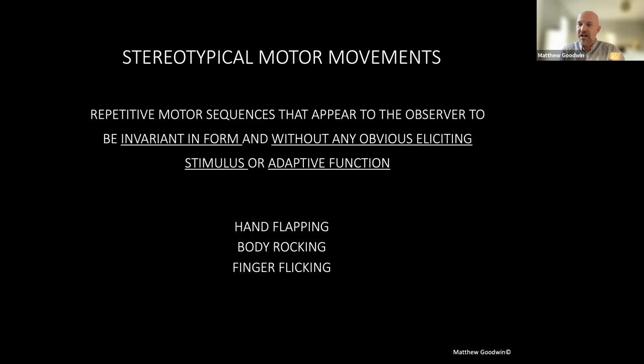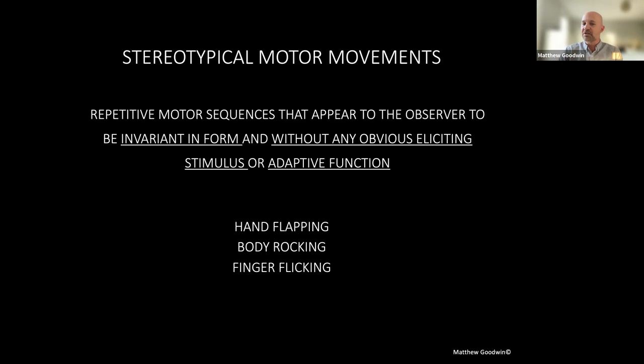So just first to define this general area, I dug through the literature looking for a consensus definition of what is a stereotypical motor movement. And they seem to coalesce around three defining criteria. That they're motor sequences that appear to the observer, and this is important to remember because this is all about the perception of the person who is viewing and recording, to be invariant in form. That means every time the person engages in these motions, they tend to look the same.